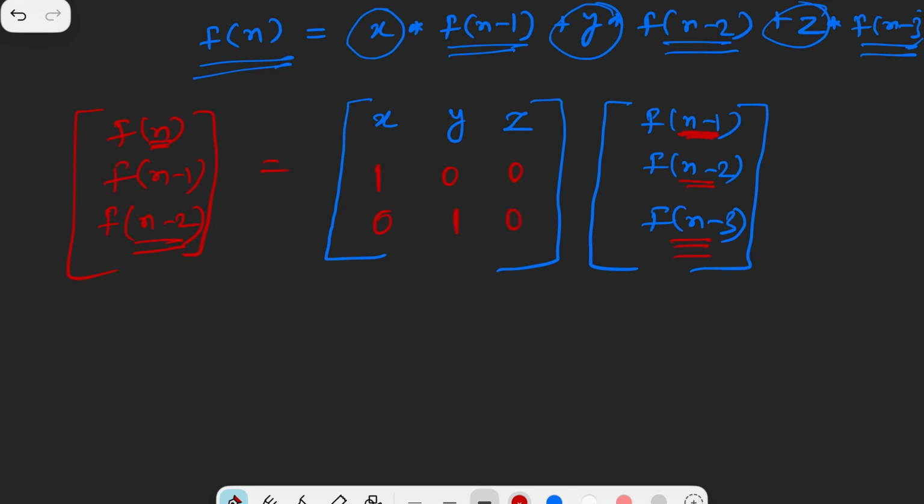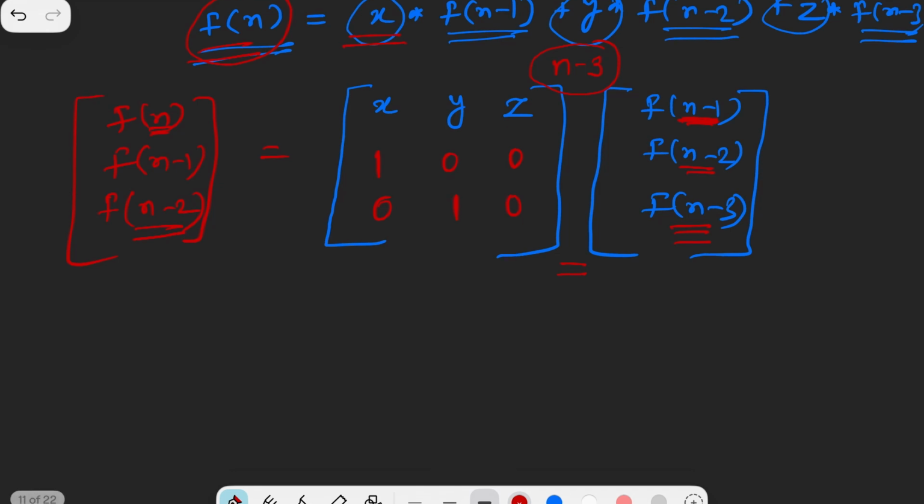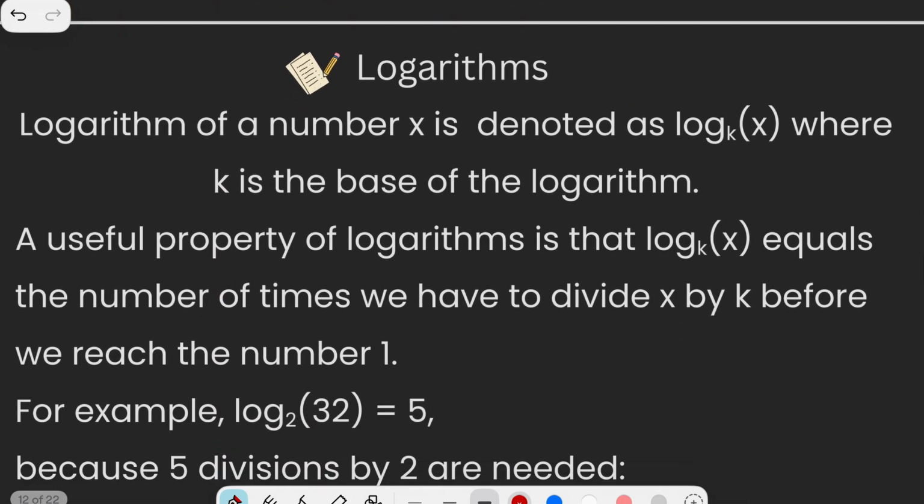Now this is very easy to compute. You can compute f of n in log n time by just writing here n minus 3. So you can convert any recursive equation where f of n is dependent on its previous values into a matrix multiplication operation. And you can compute it fast by using binary exponentiation. So this is a very important technique. We will look at this technique later on as well.